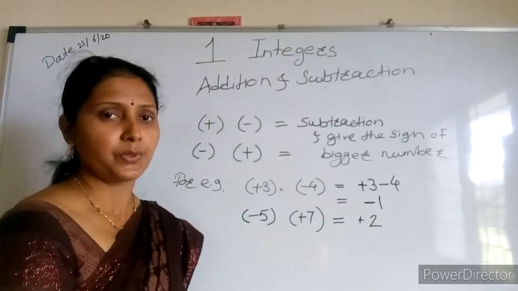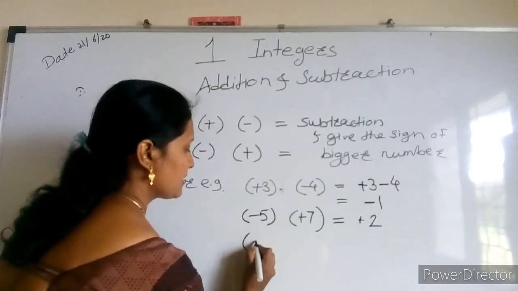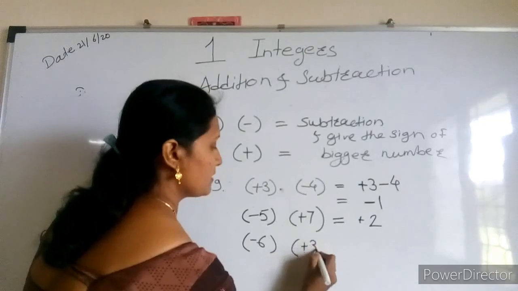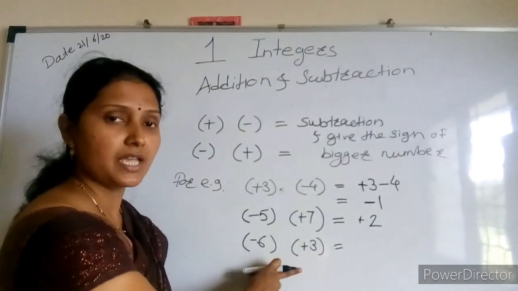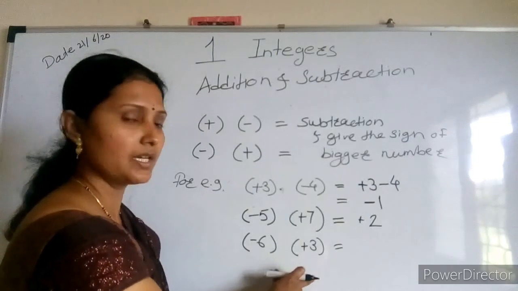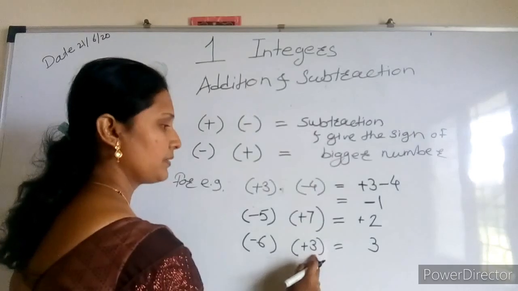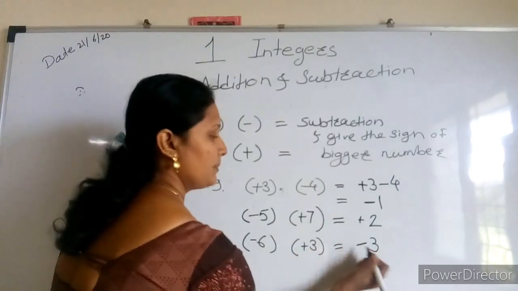Okay, see one more example. If it is minus 6 and plus 3, again both are integers of opposite sign, so we do subtraction. The subtraction comes to 3, and we give the sign of the bigger number. The bigger number here is 6, so the answer is minus 3.